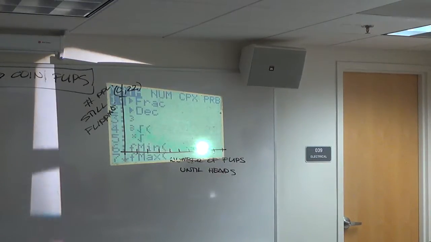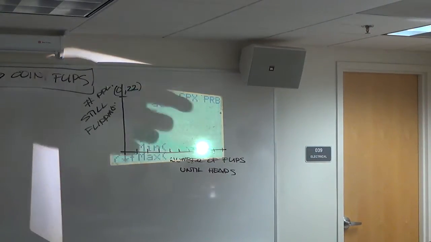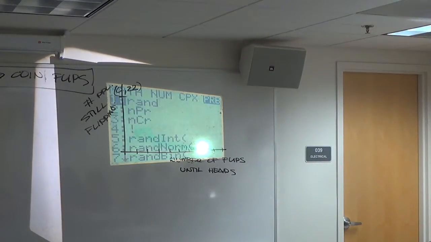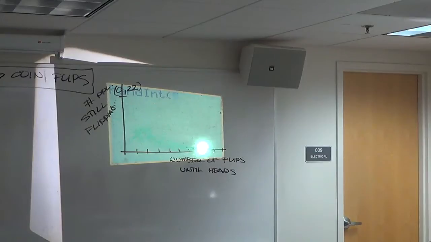Good. Okay, go over to the PRB menu. Oh, you can't see that. PRB menu. Probability. Yes, probability. Scroll down until you see the one that's called Rand Int. Rand Int. Okay, so far? Press enter. Get back to the home screen now.